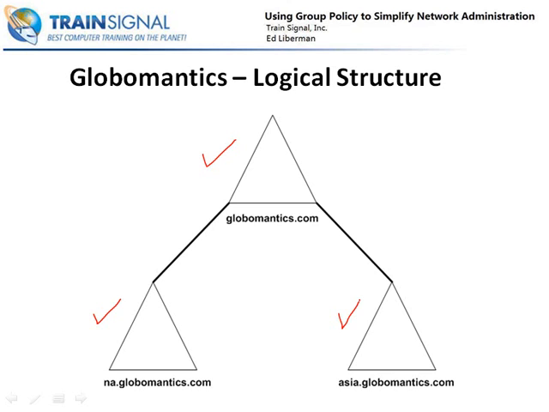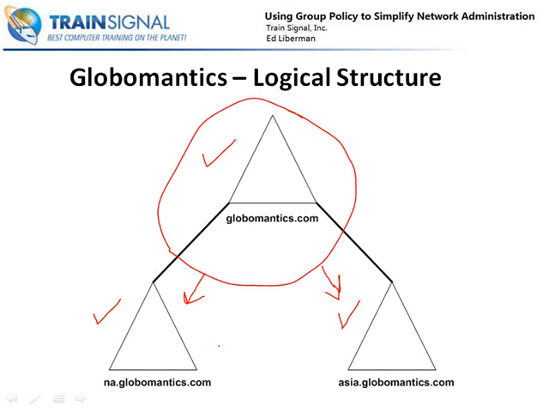Now in this particular instance, we have one tree. Okay, we know it's a tree because we have this top domain, but then each of the other two domains share the namespace. In other words, they all share this globalmantics.com namespace. So that's what makes this a single tree. And because this is all part of one overall Active Directory infrastructure, this is also the GlobalMantics forest. Okay, so that's the logical structure of our GlobalMantics network.